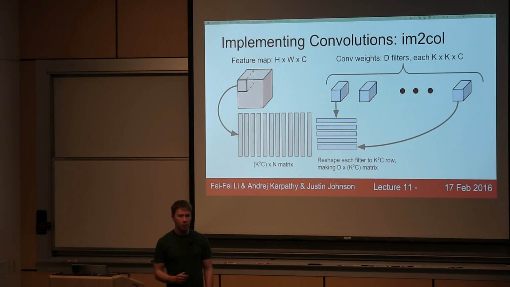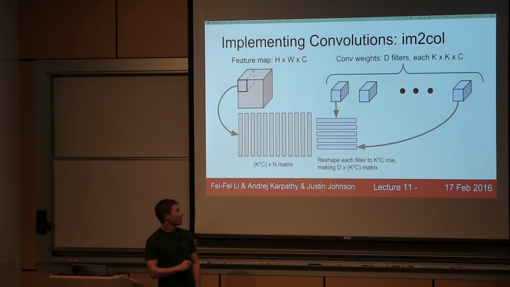So then we're going to run a similar trick on these convolutional filters. If you remember what a convolution is doing, we want to take inner products of each convolutional weight against each receptive field location in the image. So each of these convolutional weights is this K by K by C tensor. So we're going to reshape each of those to be a K squared by C row. And now we have D filters, so we get a D by K squared by C matrix.